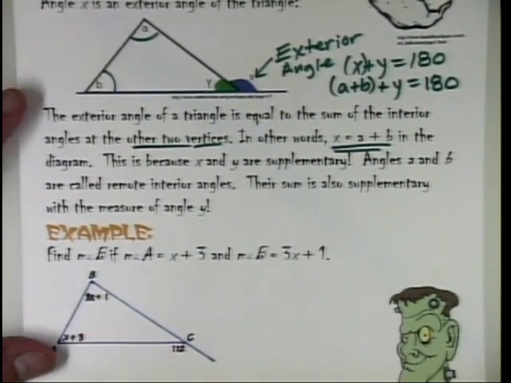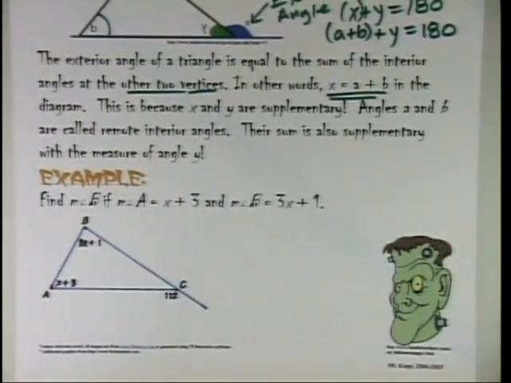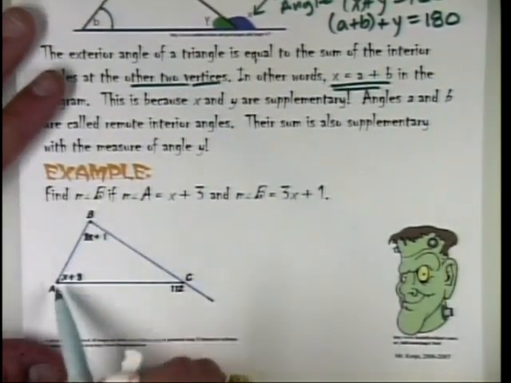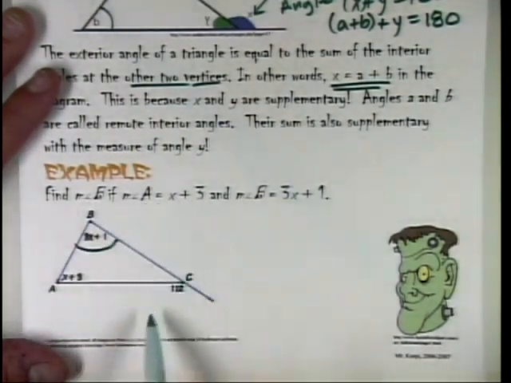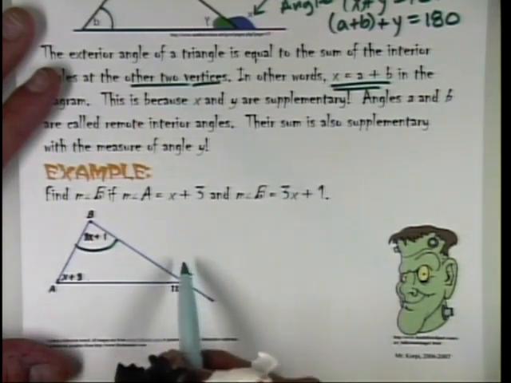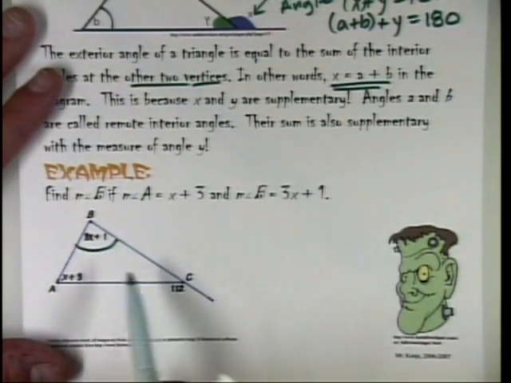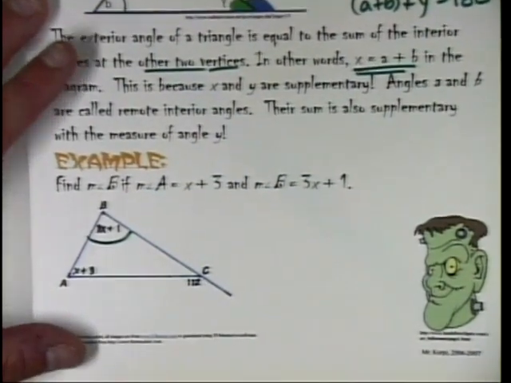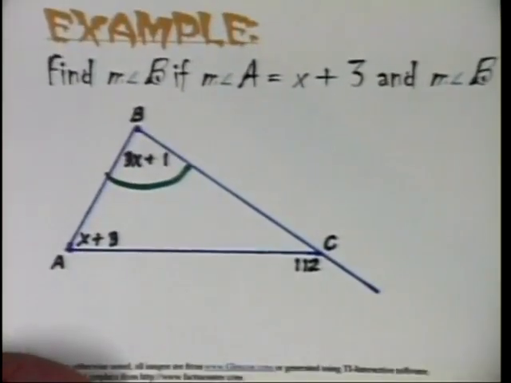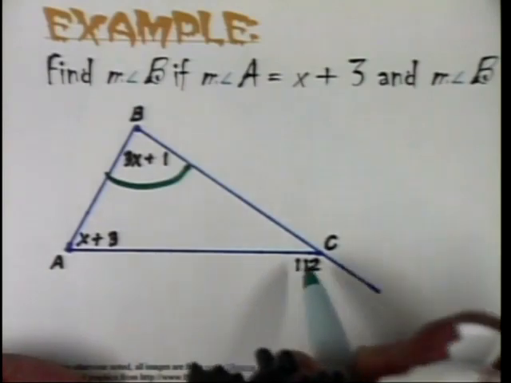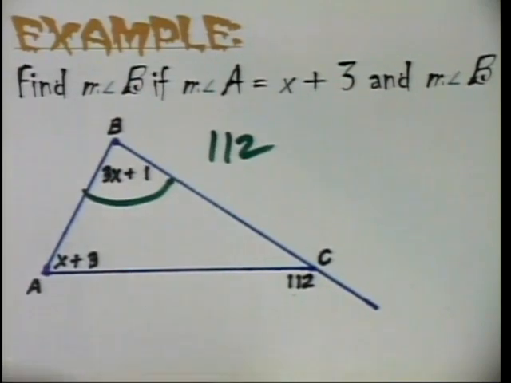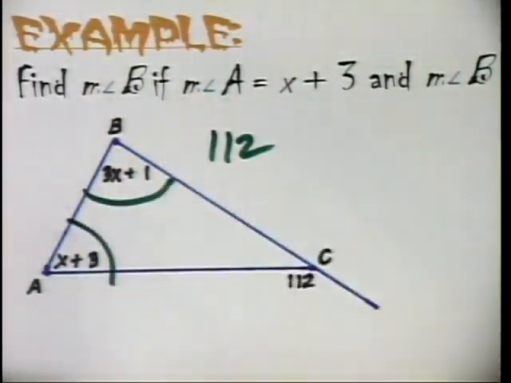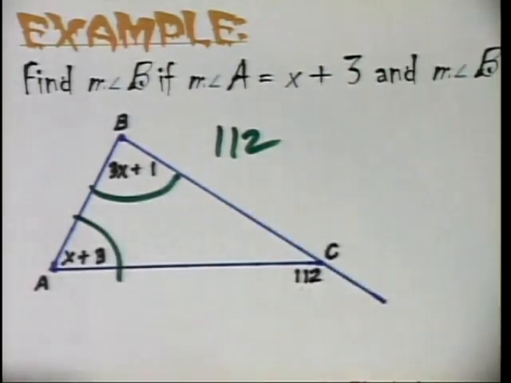That excited the monster again. Hey, there's the monster. Frankenstein's monster is going to give us the last example here today. Okay, it says in this triangle, what is the measure of angle B if the measure of angle A is x plus 3 and the measure of angle B is 3x plus 1? Well, we don't know what that measure is right there. But look, we do have an exterior angle right there. It's 112. So we know then that 112 is going to be equal to the sum of the two interior angles on the other side called remote interior angles.